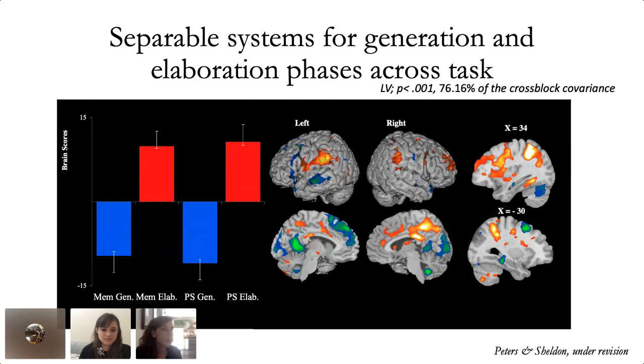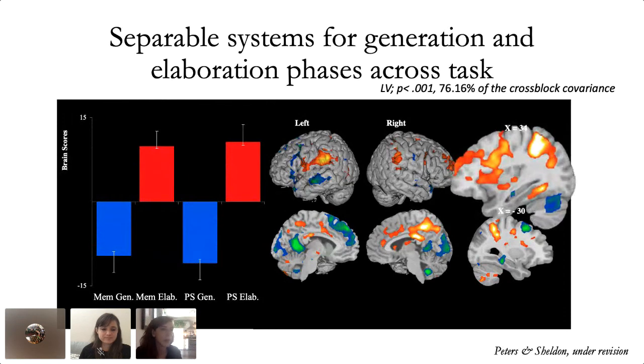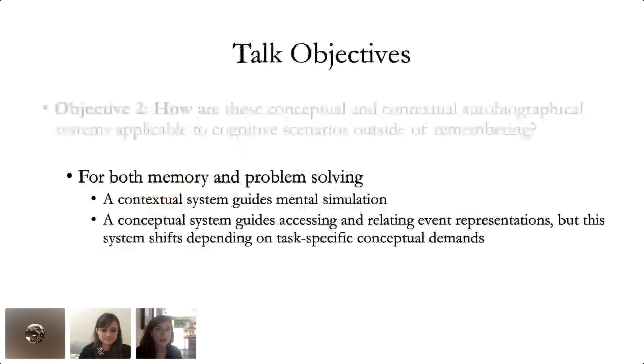And it's only during this generation phase that we actually see common recruitment of the hippocampus, and specifically it's in the anterior hippocampus. So that fits with some of our findings from before. So for the second question, what we see is that both for memory and problem solving, there seems to be common engagement of a contextual system to guide mental simulation and a conceptual system to guide accessing and relating event representations to start a task.